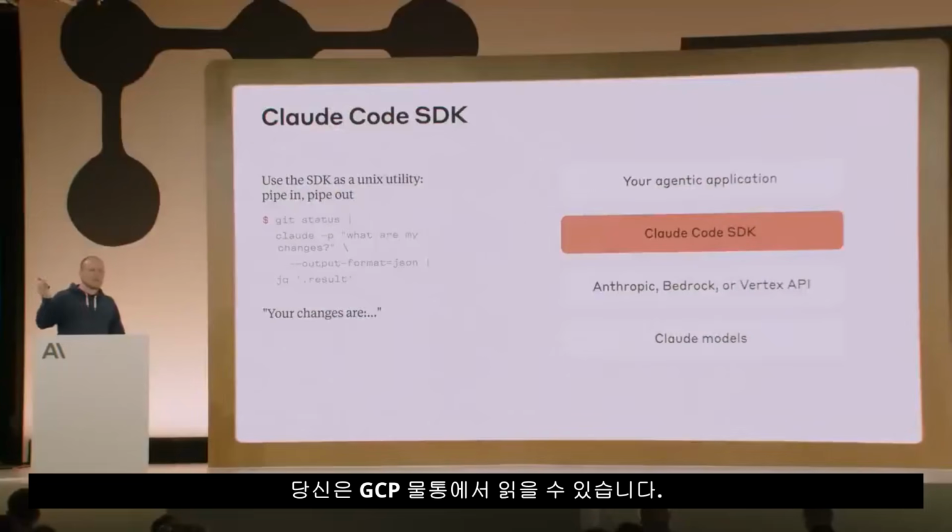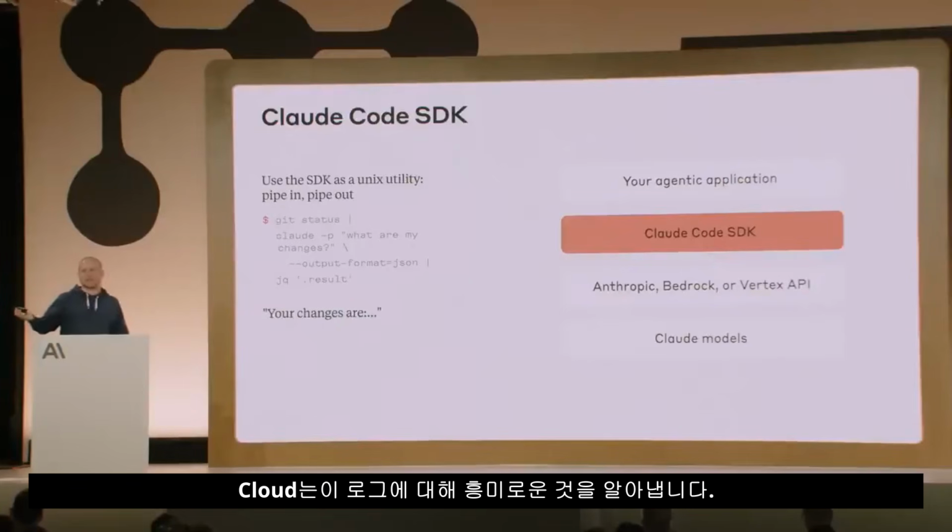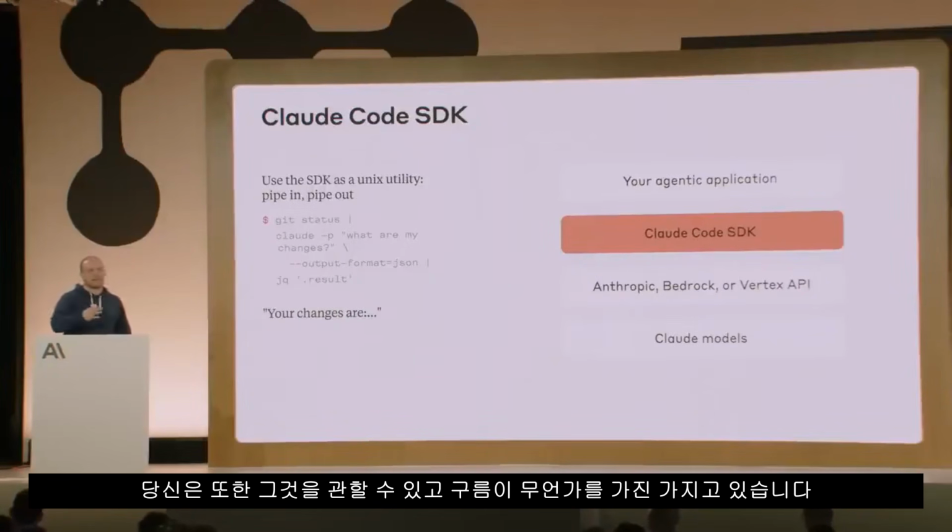You can read from like a GCP bucket, read like a giant log and pipe it in and tell Claude to figure out what's interesting about this log. You can fetch data from like the Sentry CLI. You can also pipe it in and have Claude do something with it.